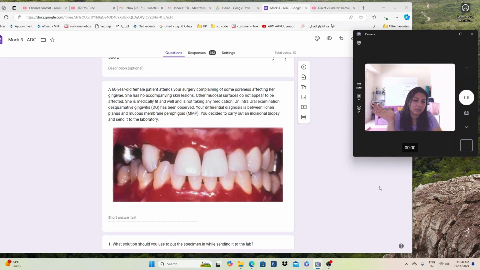She is medically fit, great, and is not taking any medication. Another very important line, because sometimes some medications induce allergic reactions, or a side effect of these medications can be such types of lesions. So when it says that she is fit and not taking any medicine, that means it's not externally induced, it's coming from within the body, has to do with something happening in the body itself. So many good sentences have been given to exclude so many other possible diagnoses, okay?